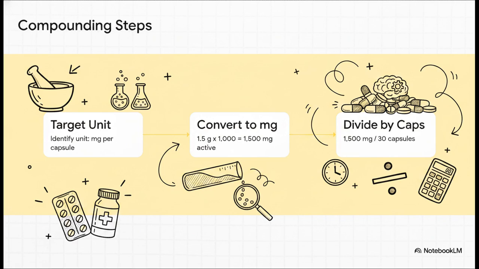Step 1. Establish that we need milligrams per capsule. Step 2. Take our 1.5 grams of active drug and multiply by 1,000 to get 1,500 milligrams. Step 3. Divide that 1,500 milligrams by the 30 total capsules.